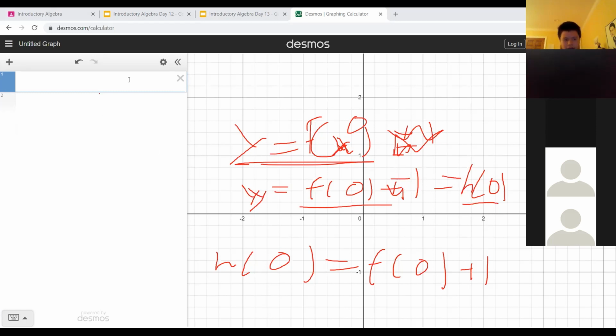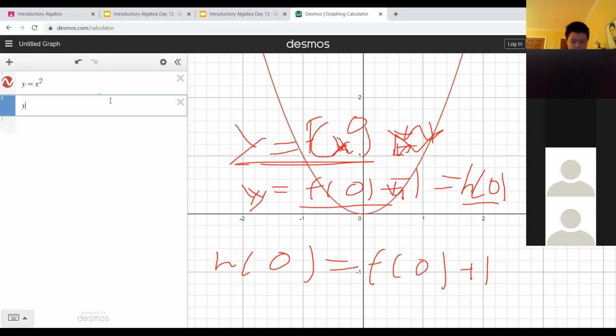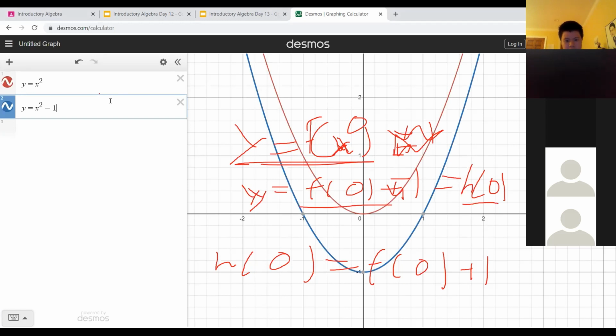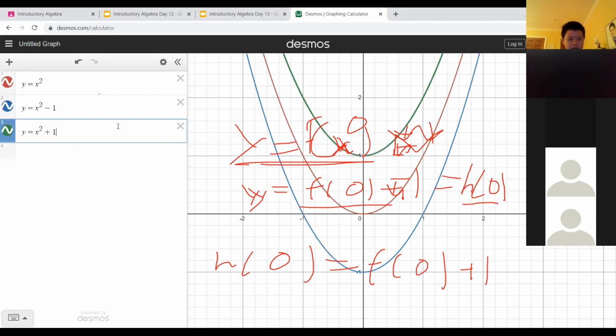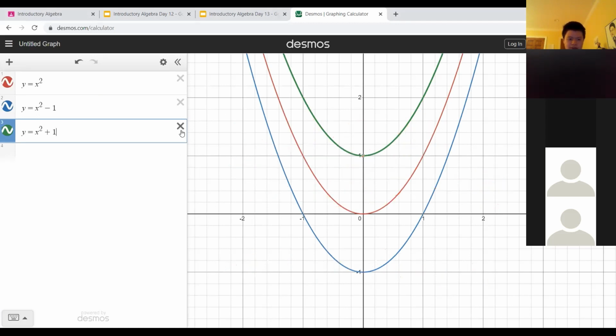So let me draw it out. x squared is the original f(x). Let's call this g(x). It's 1 below. y equals x squared plus 1. It's 1 above. So we've done additive transformations.